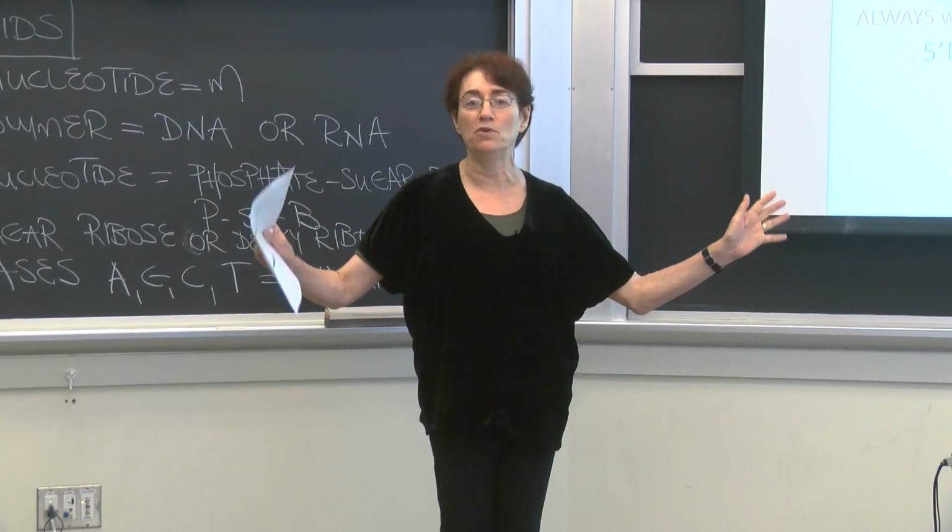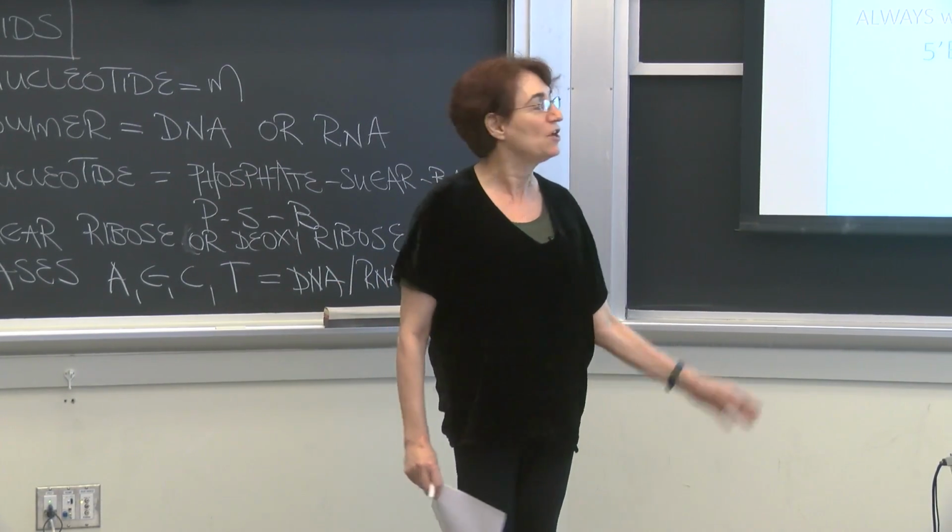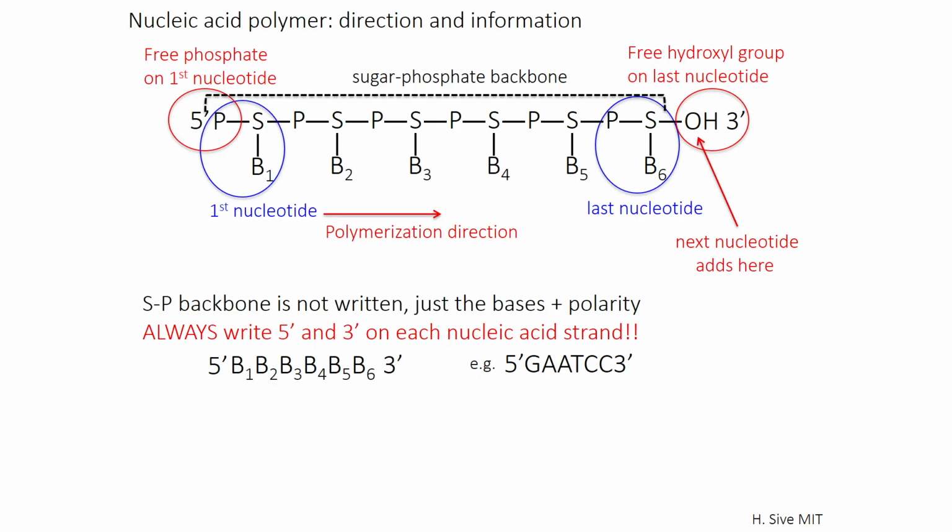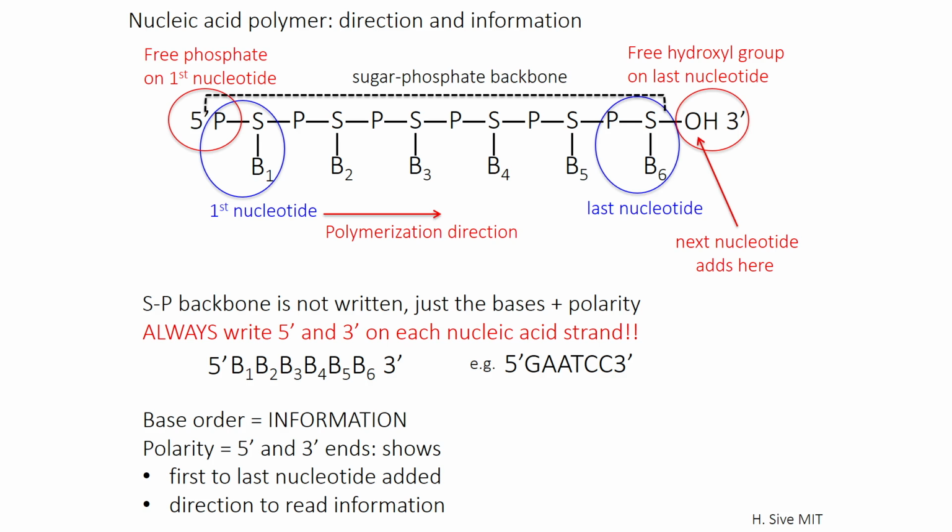Doesn't matter if you've been working with nucleic acids for 30 years, you always have to write 5', 3', and the base order between. There is no exception ever, ever, ever. Okay? It's one of the most important things I can tell you. The order of the bases relative to this 5' and 3' is the information in nucleic acid. It's what the genes are. It makes you who you are because of these two attributes of nucleic acid. The polarity, the 5' and the 3' end, shows the first to last nucleotide added and the direction in which to read the information.